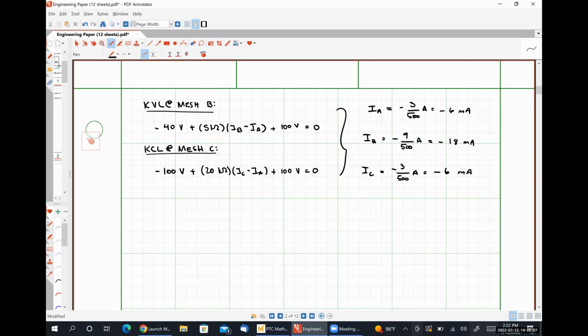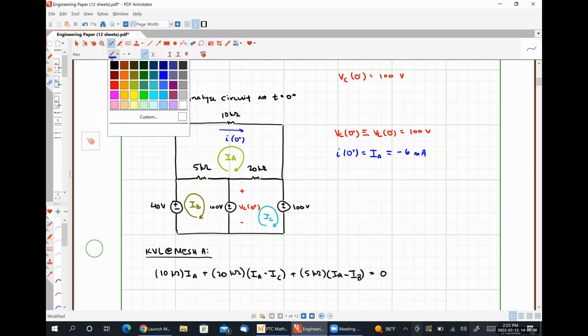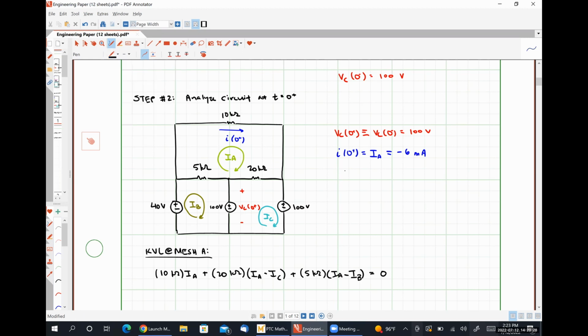Okay. So I at 0 plus is the same as IA, which is negative 6 milliamps, according to our mesh analysis. Okay. Now I'd like to show you a slightly different way to do this, and I believe it to be significantly easier.